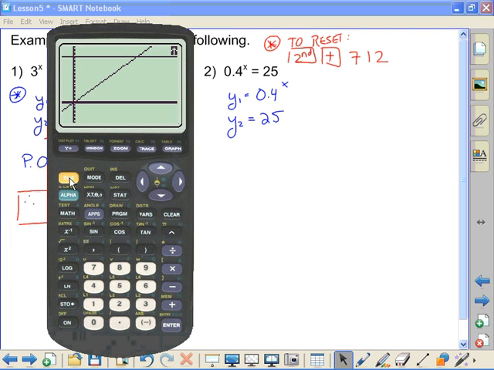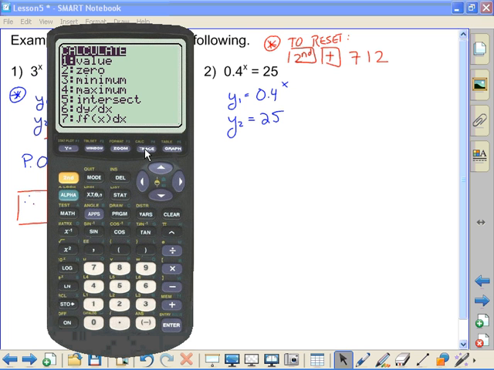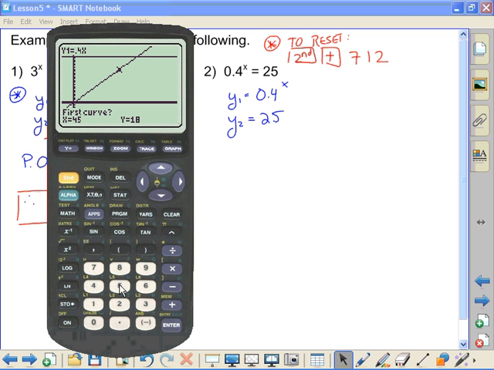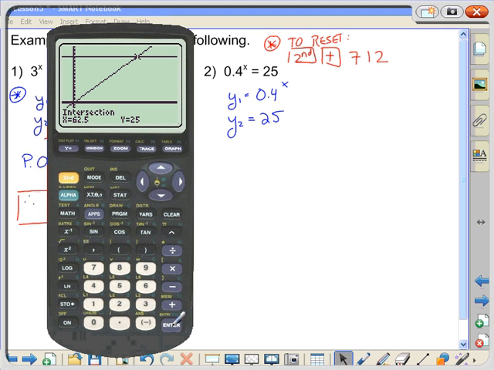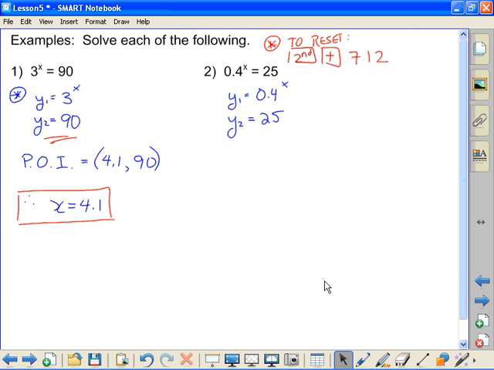So next I hit second and trace. I want number 5, an intersection. For the first curve, you always hit yes, so enter. That's my second curve, hit enter. Hit enter one last time to tell it to go ahead and solve it. And it comes up with the solution. Here's the point of intersection. Here's your answer: 62.5 and 25. Point of intersection, POI, is equal to 62.5 and 25.